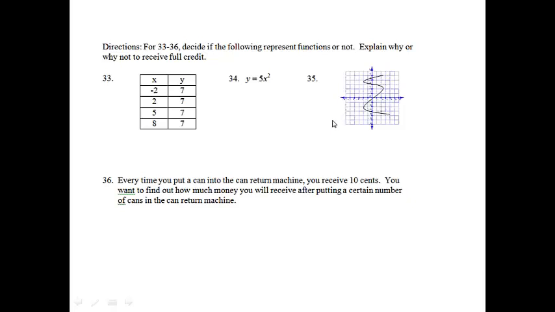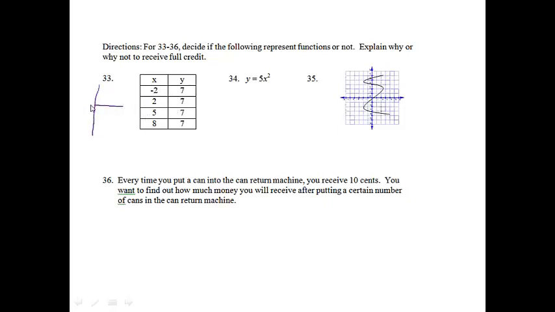Directions for 33 through 36, decide if the following represent functions or not, and explain why or why not to receive credit. Okay, for this one, the x's are my inputs and the y's are my outputs. I'm looking at all of my x's. Each x is different. It all is pointing to the same output, but that is okay.